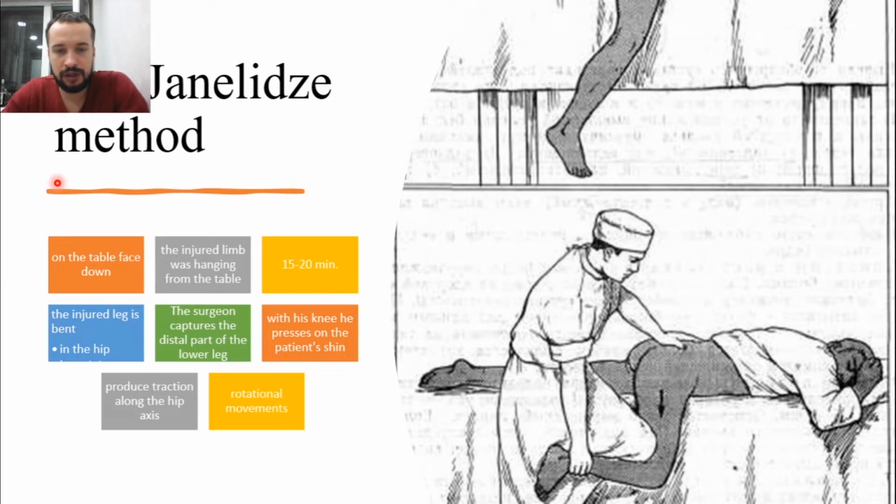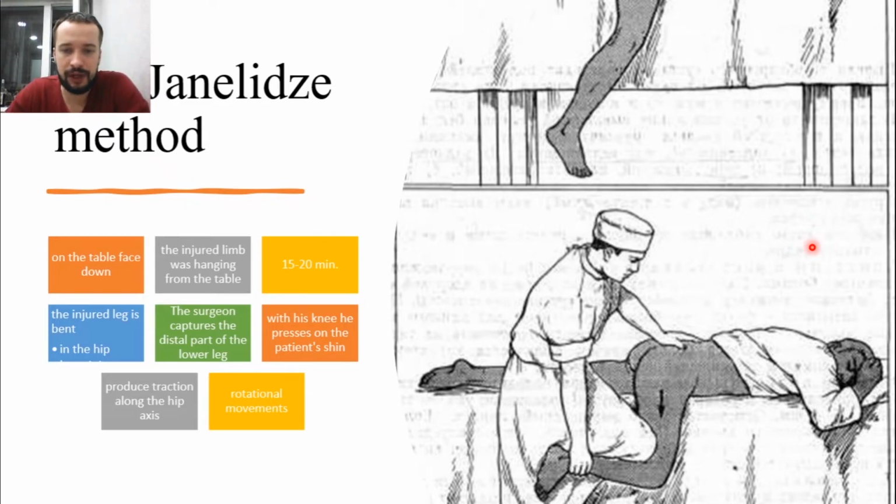The Janelidze method, what we do: the patient is placed on the table face down so that the damaged limb hangs from the table. Yeah, you see he lies there and the leg goes down. This is the first page, this is the second page. From the table, and in this position he lies for 15-20 minutes.